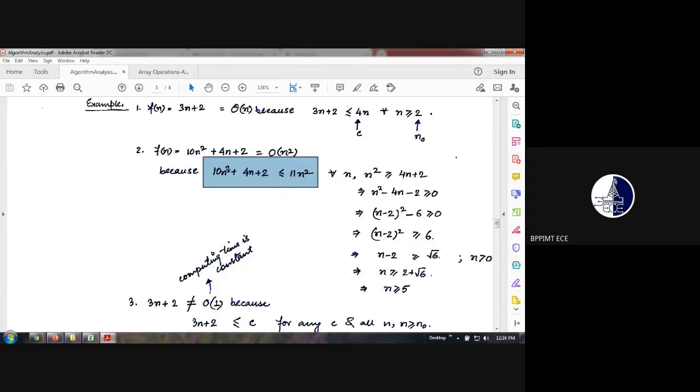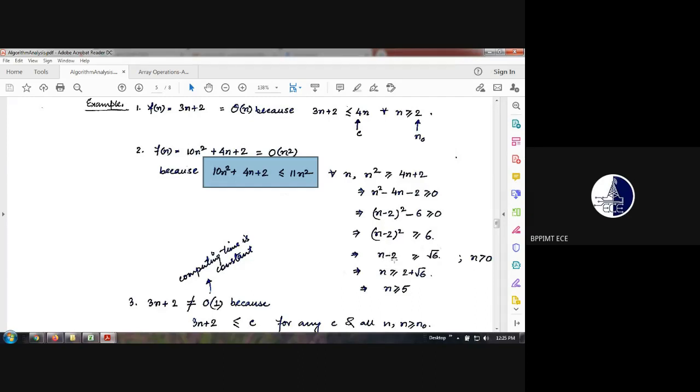What we are finding is that n square is greater than or equal to 4n plus 2 after rearranging the terms. Then bringing all the terms to the left hand side, we are doing algebraic calculation: n square minus 4n minus 2 greater than or equal to 0. Then (n minus 2) whole square minus 6 greater than or equal to 0. After calculation, we get (n minus 2) whole square greater than or equal to 6.